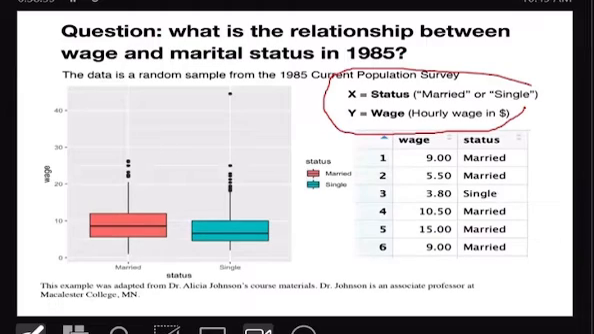Now we collected this data set. There's a lot of them. This is just the first 6 in the data. Okay, there's a lot of them. Go ahead.